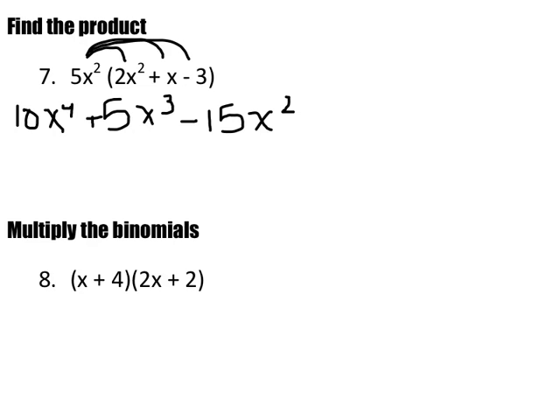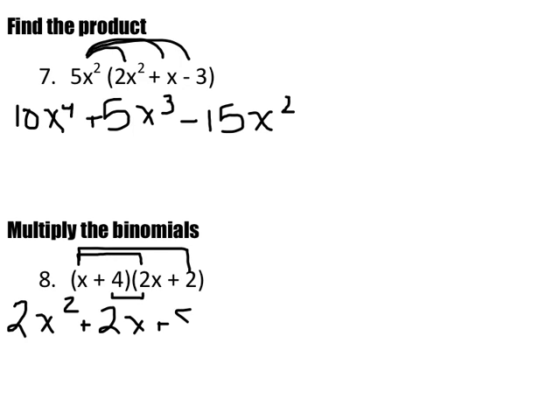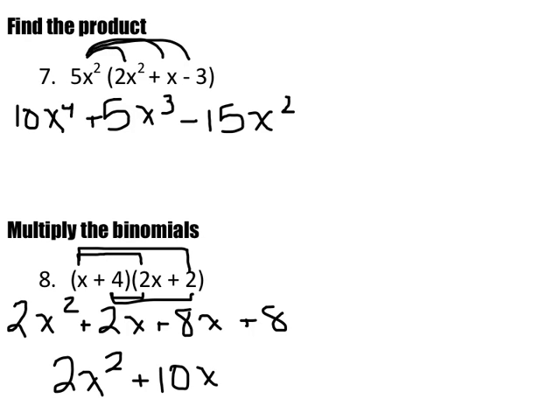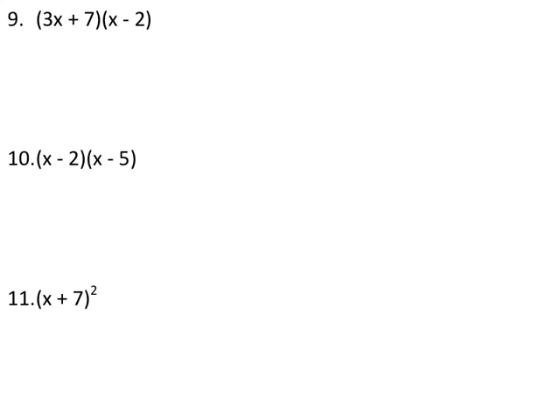Multiply the binomials. So here you can either use the table method or the FOIL method. Just remember each term in one binomial needs to be multiplied to each of the terms in the other binomial. X times x is x squared. X times 2 is 2x. 4 times x is 4x. And 4 times 2 is 8. So our final answer, combine our like terms, x squared plus 6x plus 8.